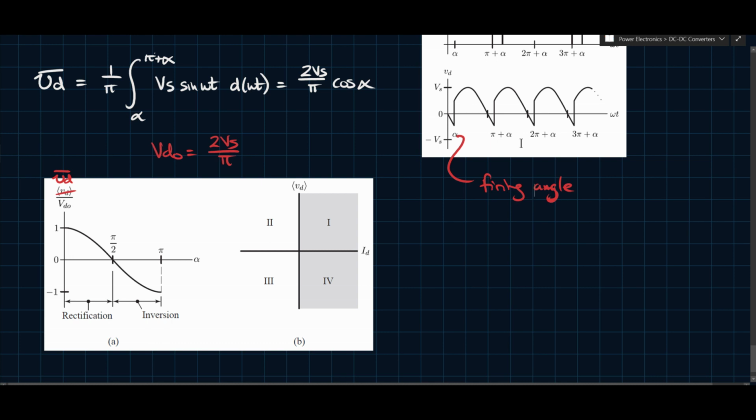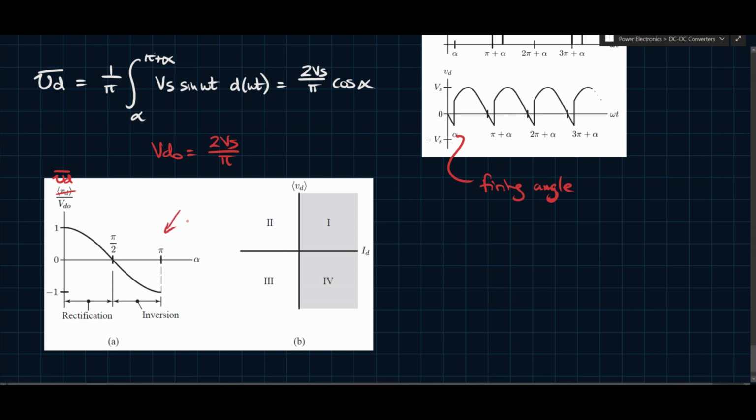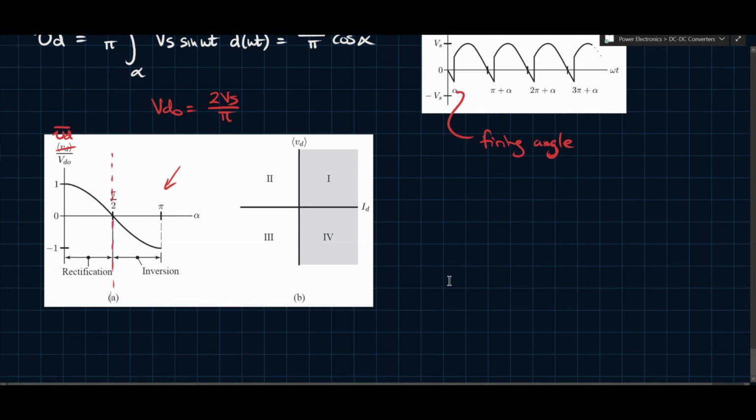You'll notice something interesting about this one relative to the half-wave case: this voltage characteristic goes negative. Between pi over 2 and pi, this thing goes negative. Now, what does that mean? So this is the boundary between rectification and inversion. In the rectification region, power is flowing from AC to DC, and in the inversion region, power would flow from DC to AC.